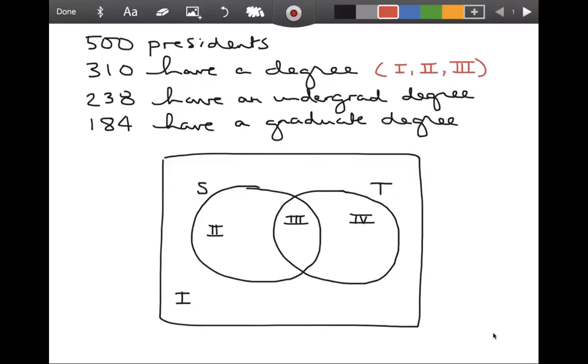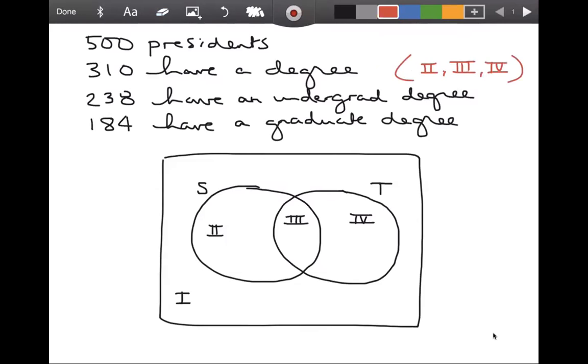Since I know that regions 1, 2, and 3 have to add up to 310, that means that, oh gosh, I'm sorry. I forgot how I had numbered these. I meant to say 2, 3, and 4 here. So let me fix that real quick. Yeah, it's 2, 3, and 4. Okay.